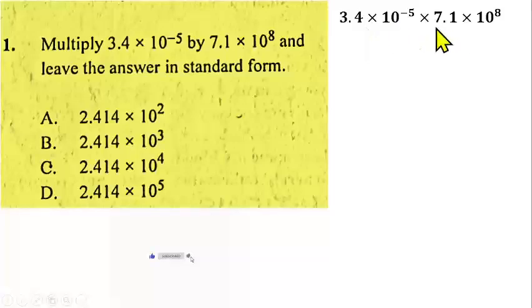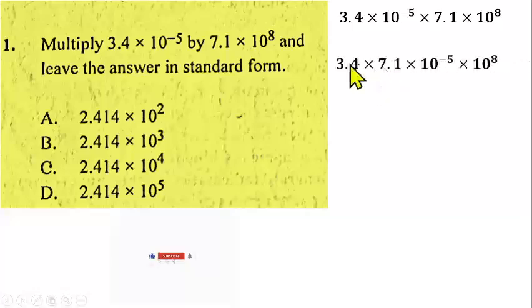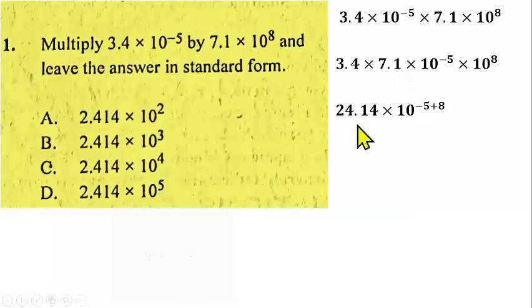The two numbers are both in standard form. So the first thing you can do is to rearrange. So we have 3.4 times 7.1, then times 10 raised to the power minus 5 times 10 raised to the power 8. Then you can now multiply this by this. 3.4 times 7.1 will give us 24.14.